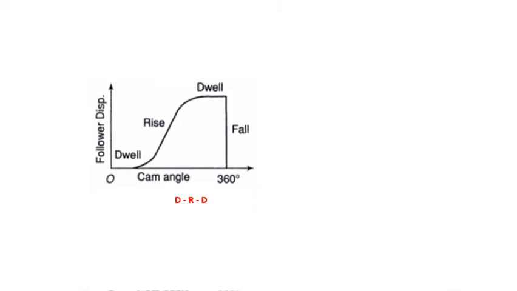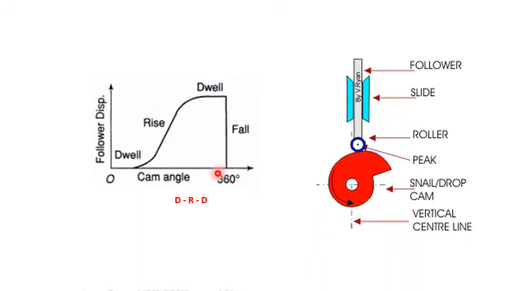Last one, the DRD cam, which is dwell, rise, dwell. After that there is a sudden fall of the follower. So this is the example. In the video you can see there is a rise, dwell, sudden fall. Each type of cam has a different application, so based on the application we select the type of cam.